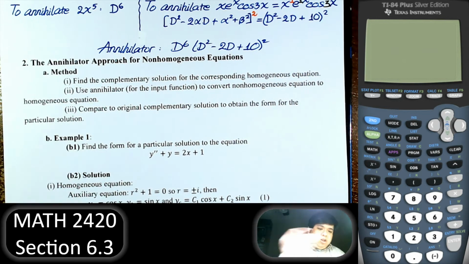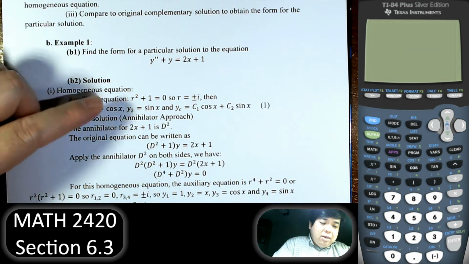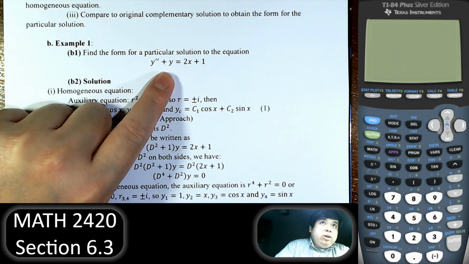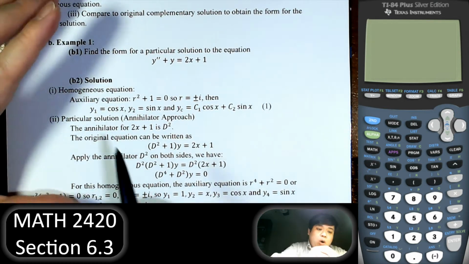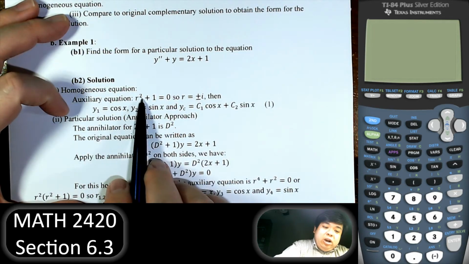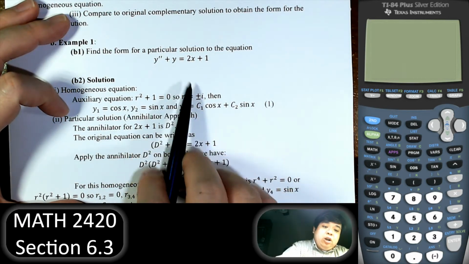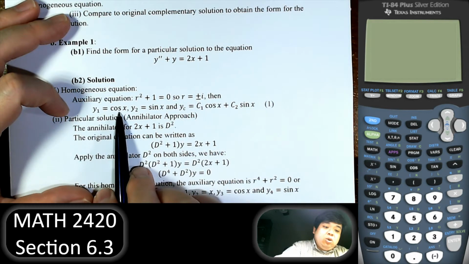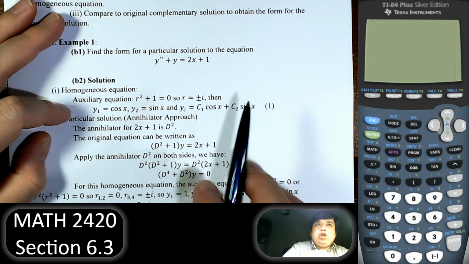Right, so let's see how it works. First, I look at this example. I'll find the form of the particular solution to this equation. First, the homogeneous equation: the auxiliary equation for that is r squared plus 1 equal to 0. So we have r equal to plus or minus i. Because of that, y1 is cosine of x, y2 is sine of x, and the complementary solution is this. So this should be easy.